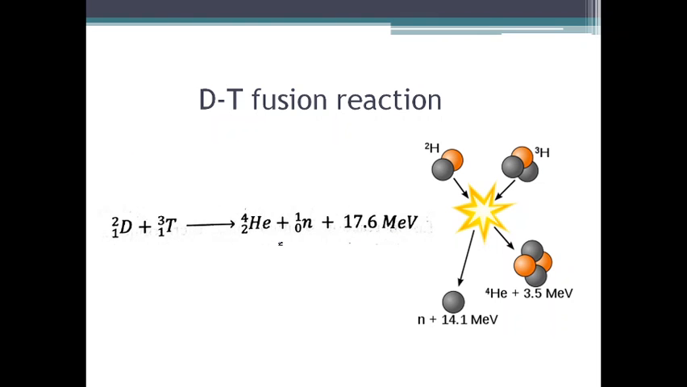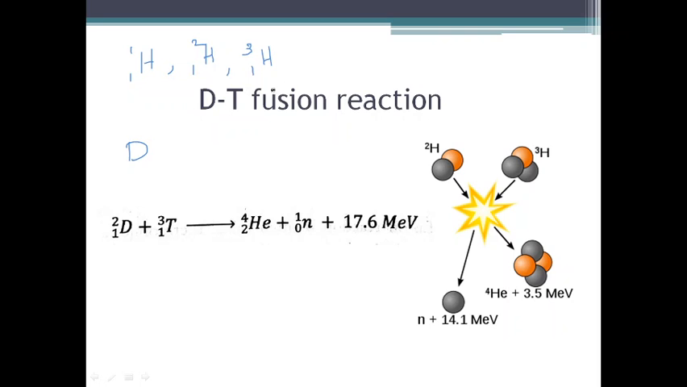Normally in a fusion reactor, we maintain this fusion process in a controlled manner to release a huge amount of energy. There are different fusion reactions. For example, isotopes of hydrogen can undergo nuclear fusion. What are the isotopes of hydrogen? We have 1H1, which is hydrogen, and we have 1H2, which is deuterium. Then we have 1H3, which is tritium.